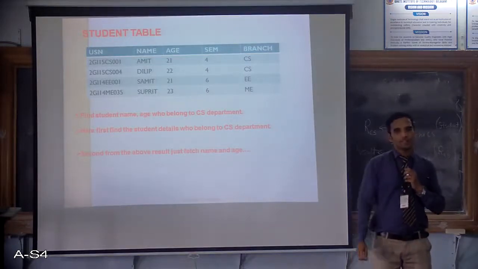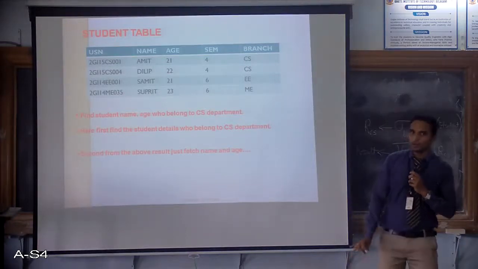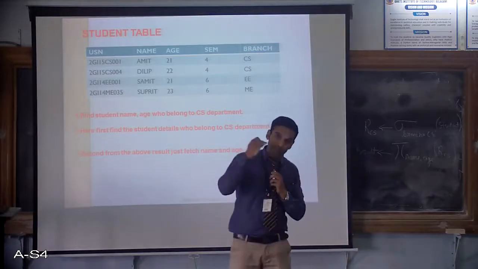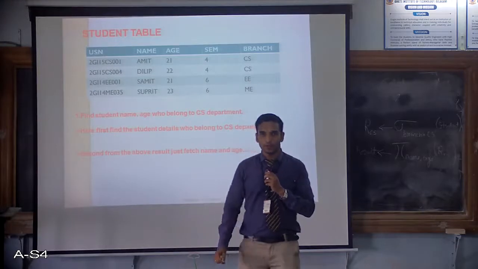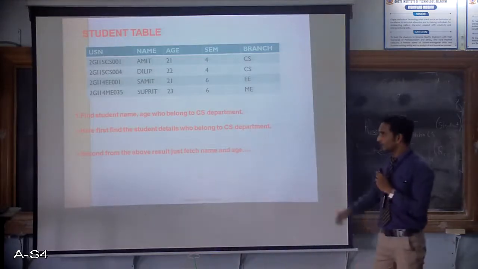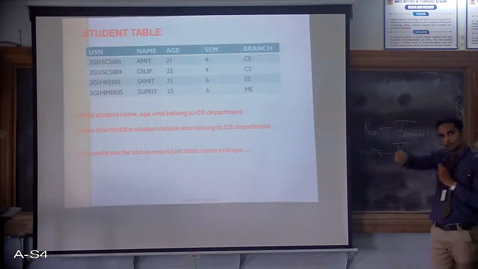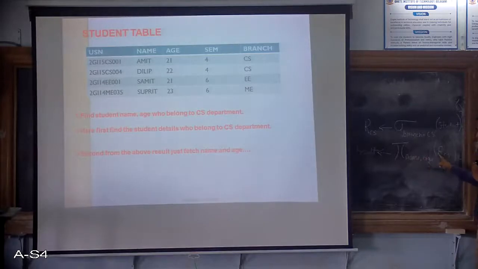Sequencing is always best to get you good marks also, which will not confuse you. But please remember, when you are going with the concept of sequencing, first select works, then on that you go for project. So see how this is working. I have written it. So from the above results, just fetch name and age. How to fetch the columns? Pi name comma age directly from RCS now.